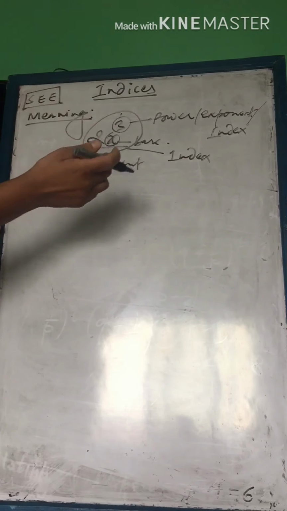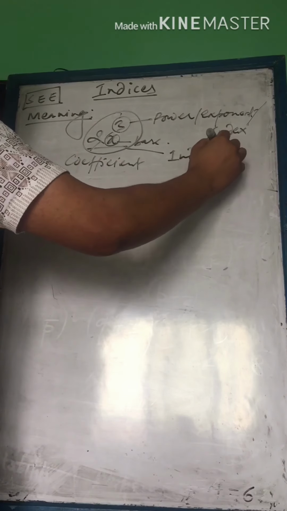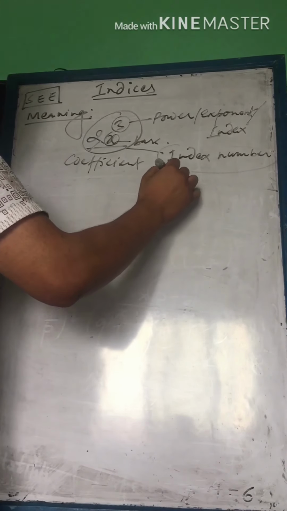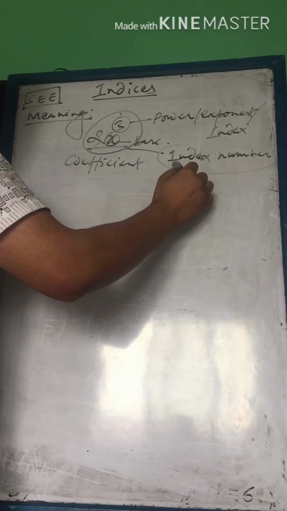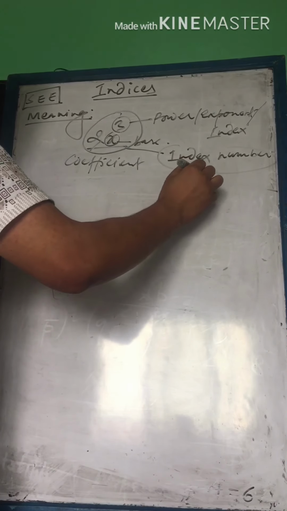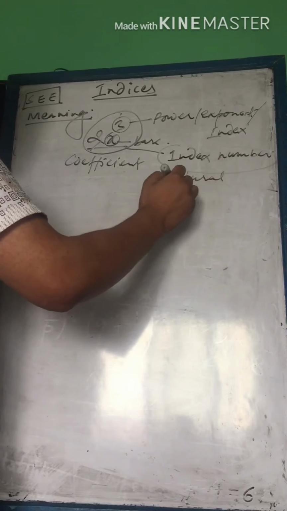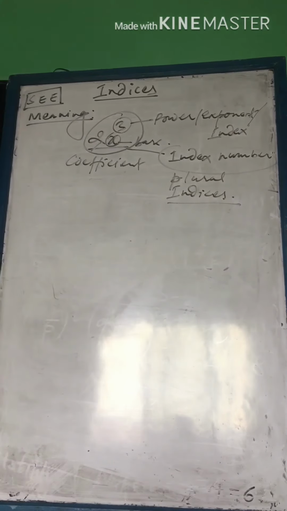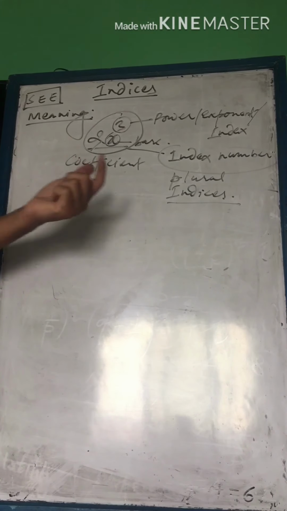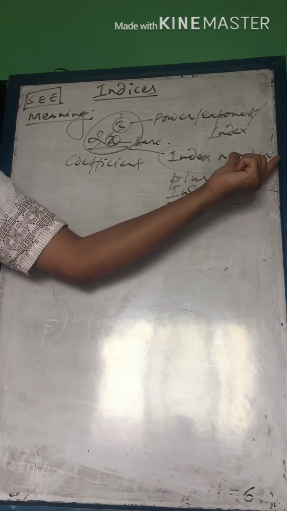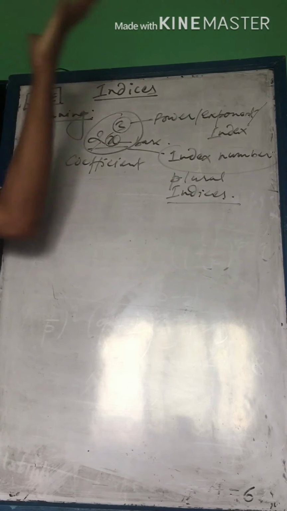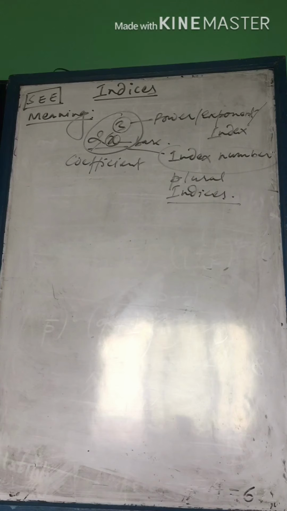The number having the index, meaning power, is an index number. The plural of index number is indices. So what is indices? Indices is the plural form of index number, or the numbers having the power are indices.